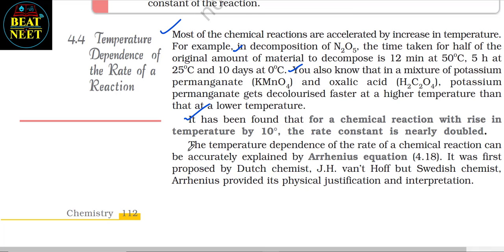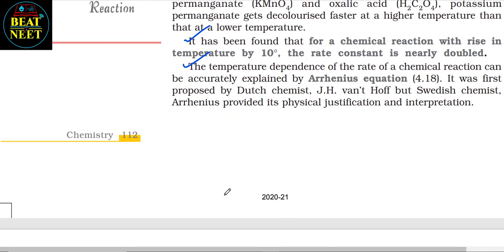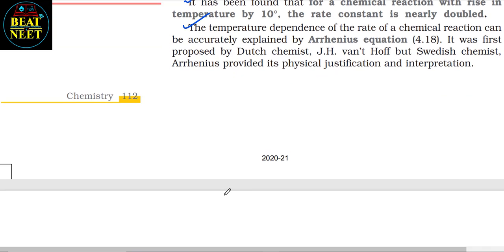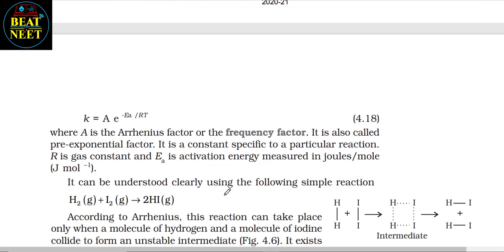It has been found that for a chemical reaction, with a rise in temperature by 10 degrees, the rate constant is nearly doubled. The temperature dependence of the rate of a chemical reaction can be accurately explained by the Arrhenius equation. It was first proposed by Dutch chemist J.H. van 't Hoff, but Swedish chemist Arrhenius provided its physical justification and interpretation.